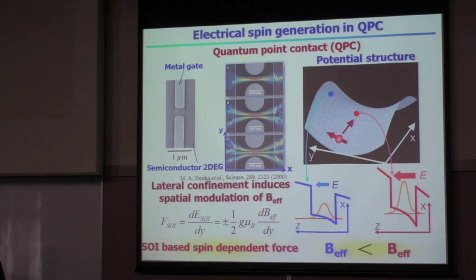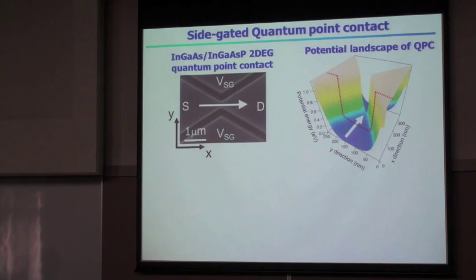So that means such a lateral confinement structure induces the spatial modulation of the effective magnetic field, which takes this term. So that's why we can induce the spin-dependent force by using the effective magnetic field in the quantum point contact structure. So we prepared two kinds of the sample.